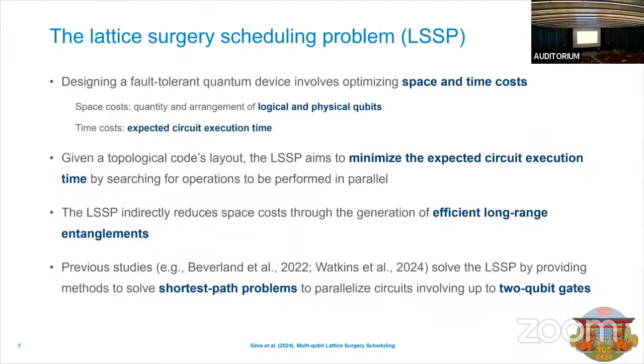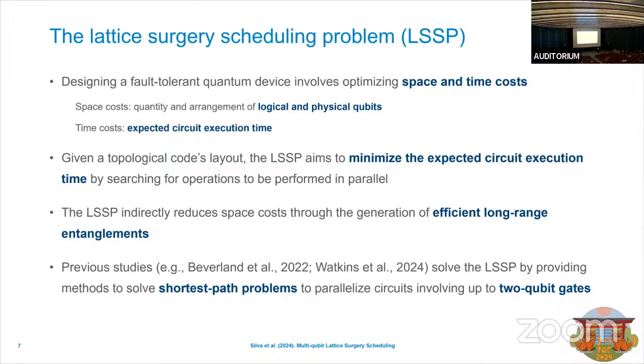So given the circuit and the topological layout, we can define the lattice surgery scheduling problem. Overall, when we are designing any fault-tolerant quantum device, we should optimize space and time costs. Space cost refers to the quantity and arrangement, and possibly other measurements that are related to the logical and the physical qubits, while the time cost refers to the expected runtime for the whole circuit.